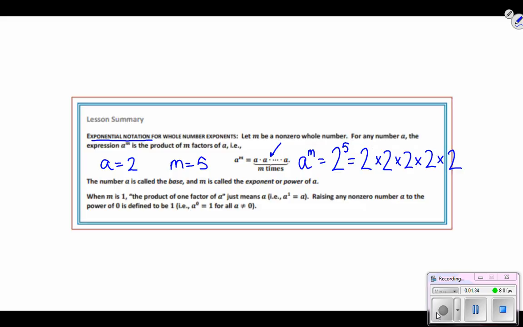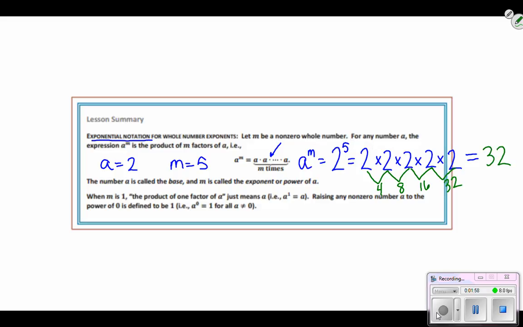And standard form is when you go ahead and you solve it or you evaluate the expression. So you go ahead and you have to do each set of multiplication. So when I first do 2 times 2, I get 4. Now I have to multiply that by this 2. Now I have 8. Multiply it by 2 again to get 16, and finally multiply it by a 2 again, and we are at 32 to solve this in standard form.